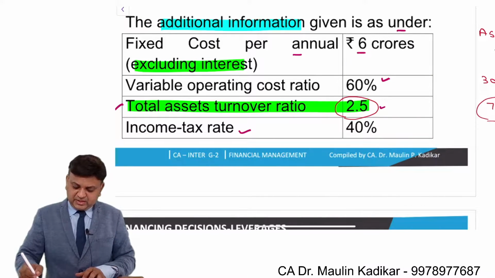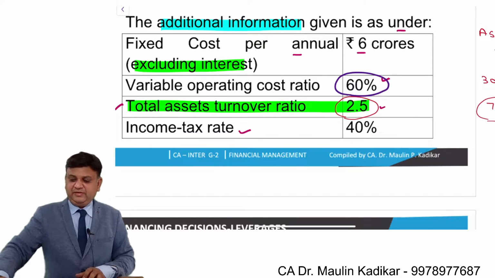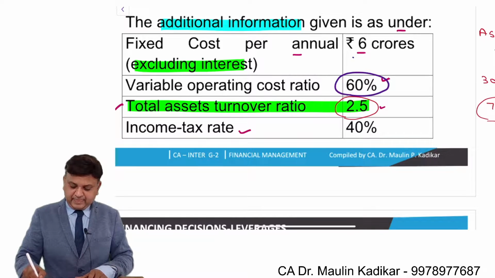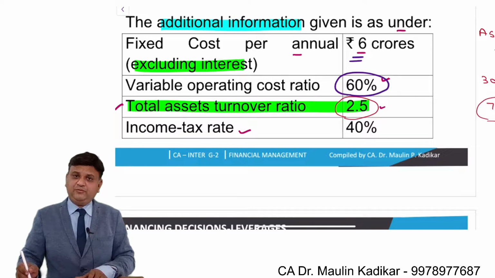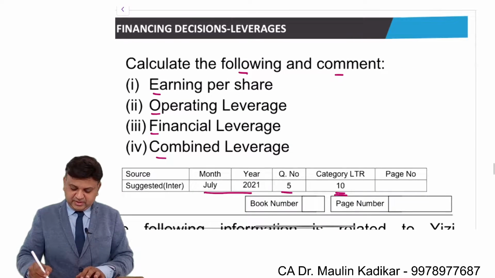Variable cost is provided to us. It is 60% of the revenue. So 75 into 60%, 45. So contribution will be 30 crore. Minus fixed cost of 6, that will give the EBIT 24. So you have contribution, yes. You have EBIT, yes. You can compute DOL. That is what's provided to us over here.